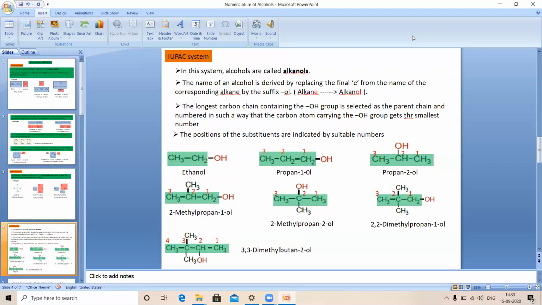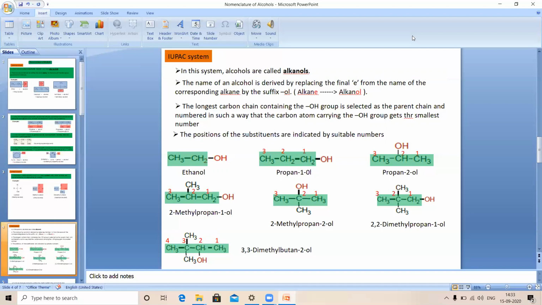Here a problem arises while naming, because the position of the OH group is very important. Where the OH group is attached is important. Here, at carbon number 1, the OH group is attached, and that's why its name becomes propane-1-ol. We can say it as 1-propanol.